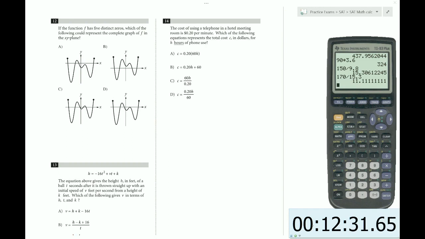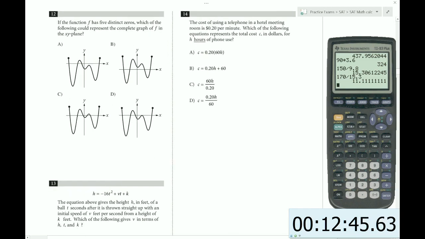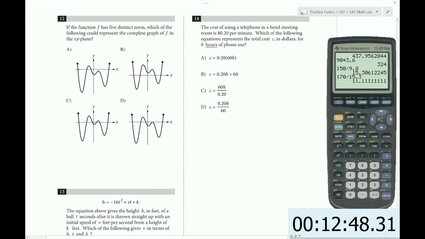Right. So the next question. If the function f has 5 distinct zeros, which of the following could represent the complete graph of f in the xy plane? Well, 5 zeros means that it crosses the x-axis 5 times. So let's see. 1, 2, 3, 4. So that's no good. 1, 2, 3, 4. That's no good. 1, 2, 3, 4, 5, 6. That's no good. 1, 2, 3, 4, 5. So choice D.